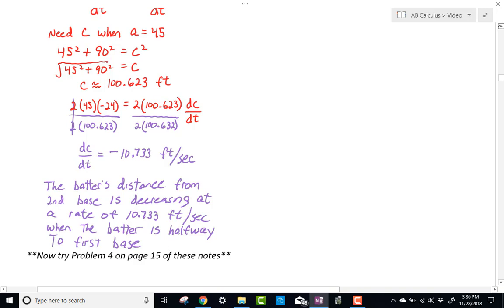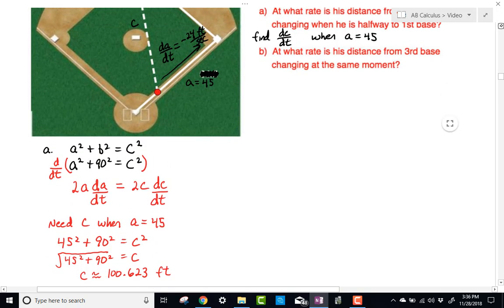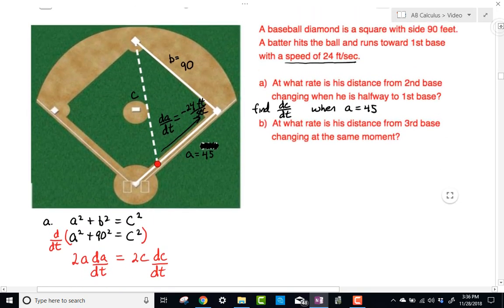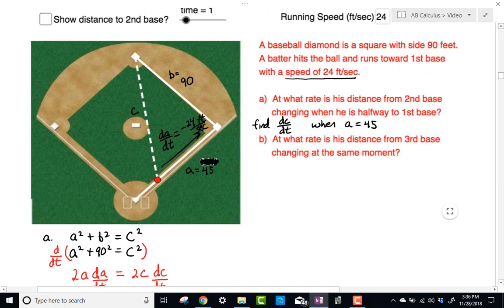All right, so the next part, the B part, we'll go back up here and look at our picture again. In the B part, it says: at what rate is his distance from third base changing at the same moment? So when he's halfway to first base, how fast is his distance from third base changing?